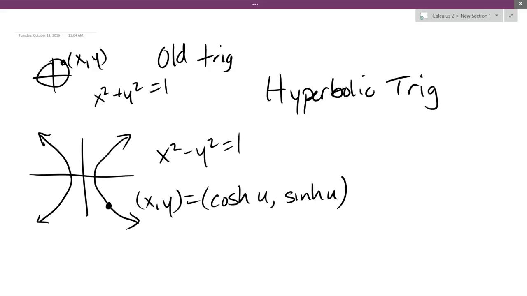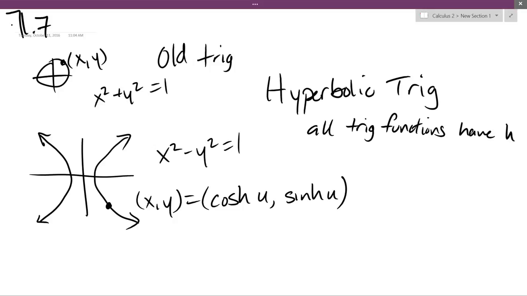This is of course 1.7. This is hyperbolic trig. All the trig functions have an h at the end. Oh, it's not 1.7, it's 7.7. Okay. There we go. Yeah, 7.7, because 7.6 was the inverse trig.